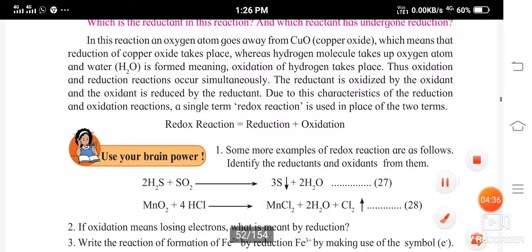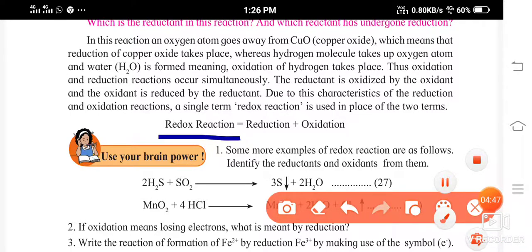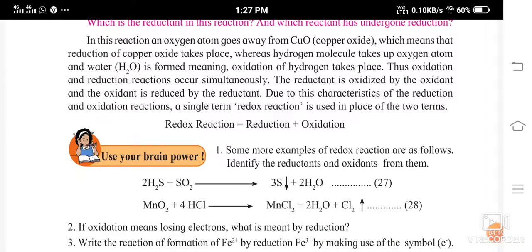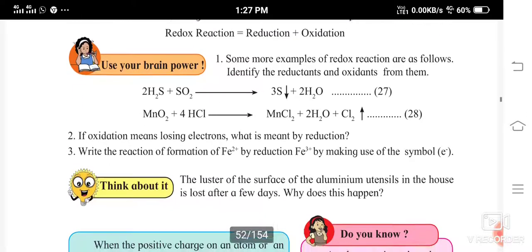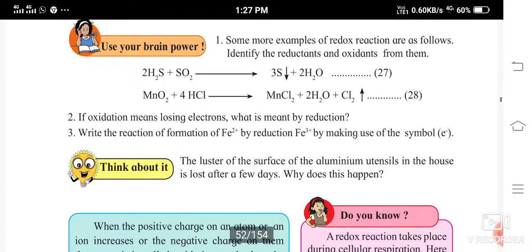Where reduction and oxidation occur simultaneously, we call such a reaction a redox reaction. In the word itself it is there: redox. RE means reduction has taken place, OX means oxidation has taken place. So, redox reaction. Now use your brain power. Some more examples of redox reactions are as follows. Identify the reductants and oxidants from them.